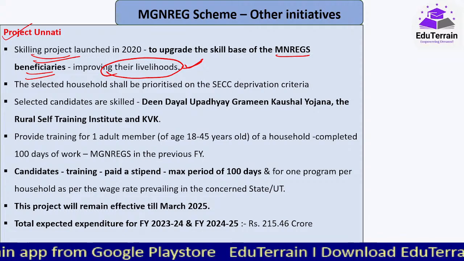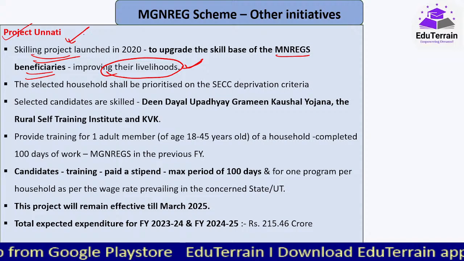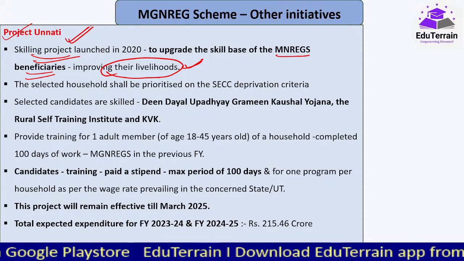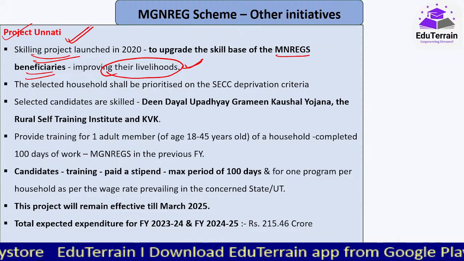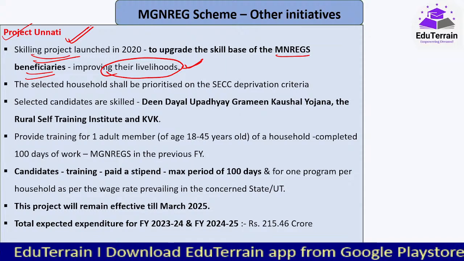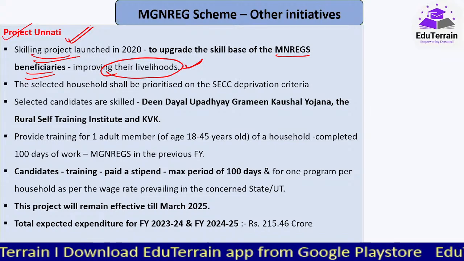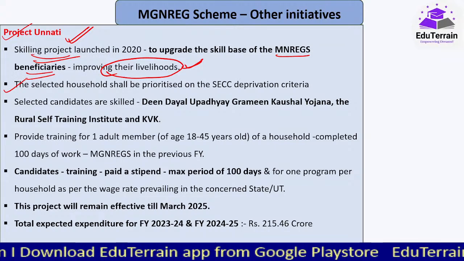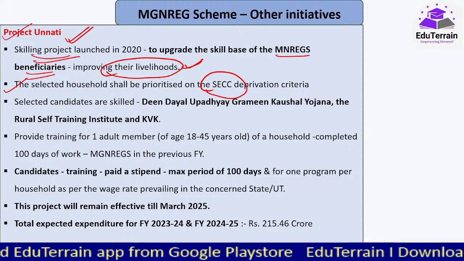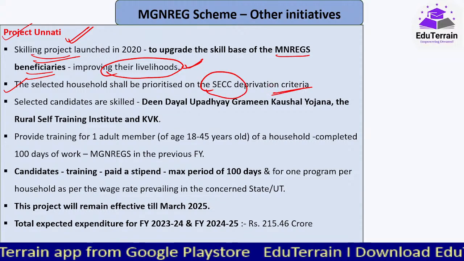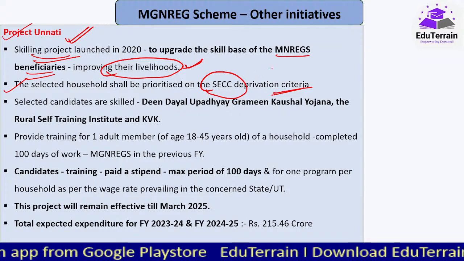So Project Unnati is a skilling project launched in 2020 exclusively for those unskilled MGNREGS workers who are working under the unskilled section. Okay, so here the selection criteria would be prioritized based on the socio-economic caste census deprivation data. Based on that, the candidates would be picked.